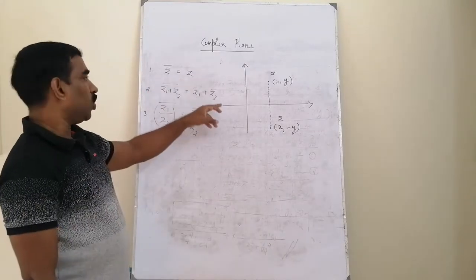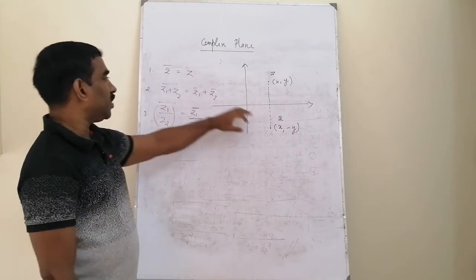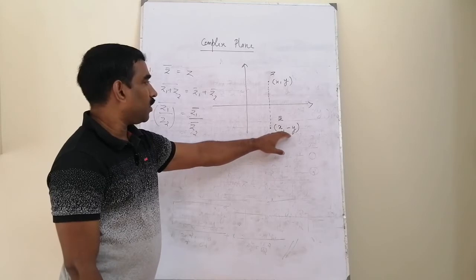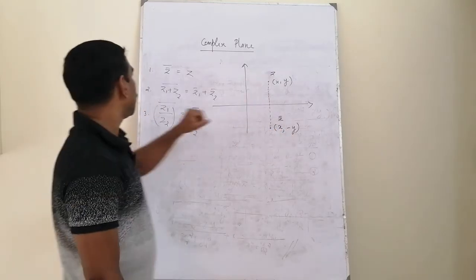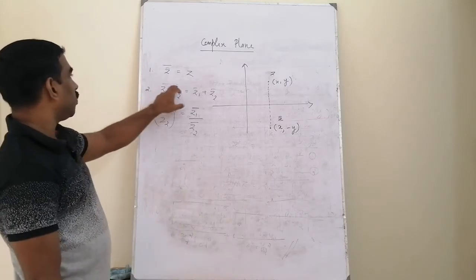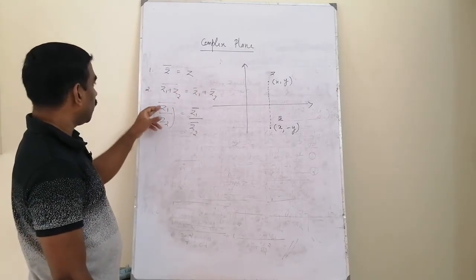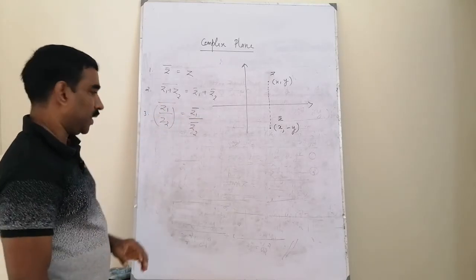So these are the simple properties of the operation conjugation. The conjugate of z conjugate, the whole conjugate, is the same complex number. That means if you are reflecting this complex number z bar, or x minus iy, about this real axis, we get the same complex number. And the conjugate of z1 plus z2 is equal to z1 conjugate plus z2 conjugate, and similarly for the quotient, the conjugate of z1 by z2 is equal to z1 conjugate divided by z2 conjugate.